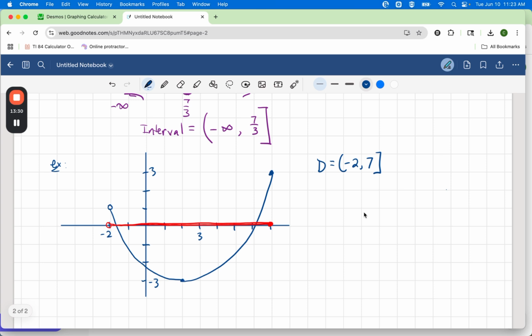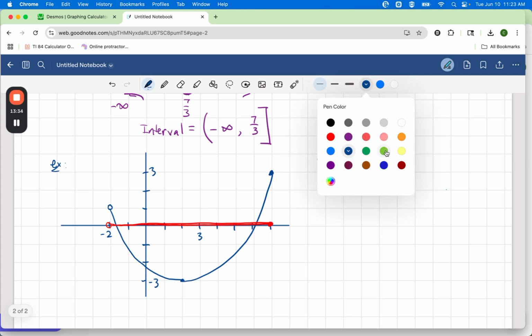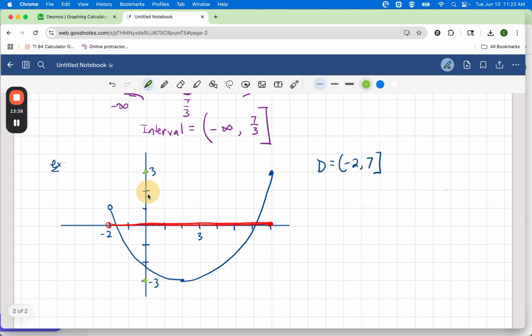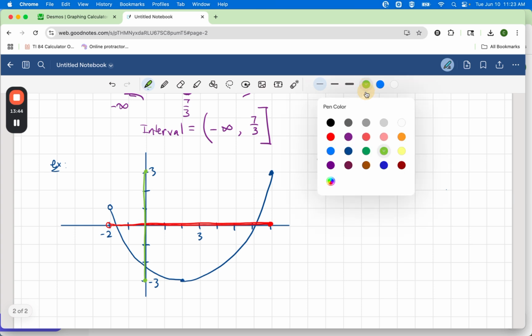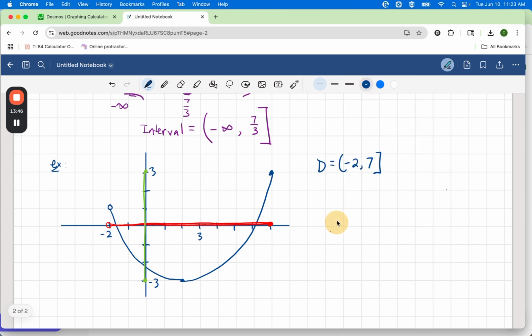My range is going to be the y values. So my range is really going from negative 3 up to positive 3. If I squeeze it on the y-axis, that's going to indicate my range. So my range is negative 3 to positive 3. Everything is included, so they're both brackets. Alrighty, everybody? So there's domain and range if you're given the graph.